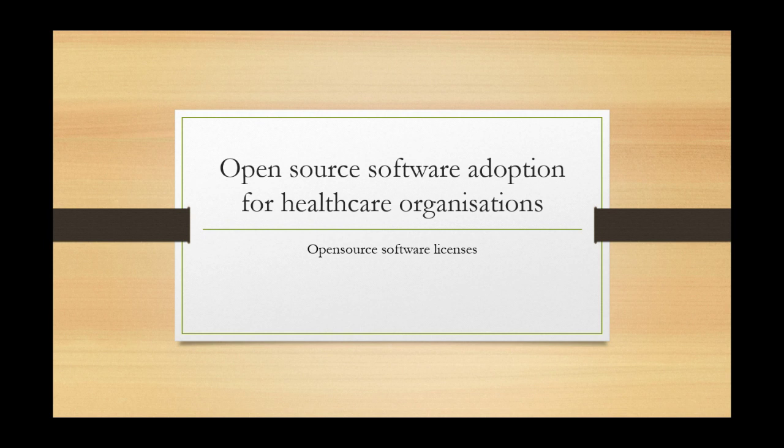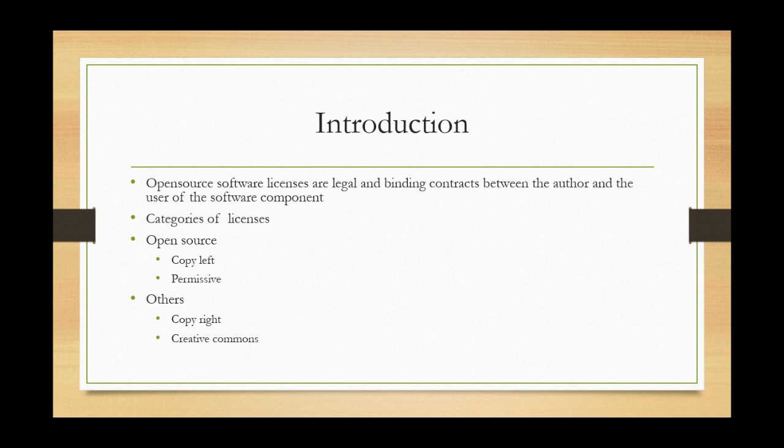Now it is very important for us to talk about these licenses. By the way, what are licenses? The open source licenses, actually, these are the legal bindings, contracts between the author, that means the person who has developed a certain program, and the user of the software component. So it's a kind of contract, where the license is in fact what turns a code into being an open source software or not being an open source software.